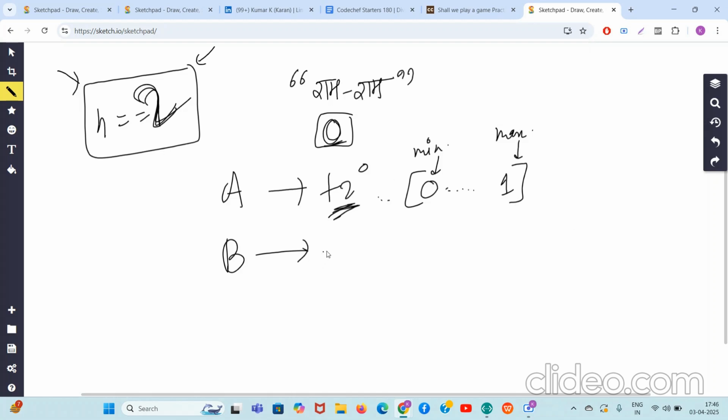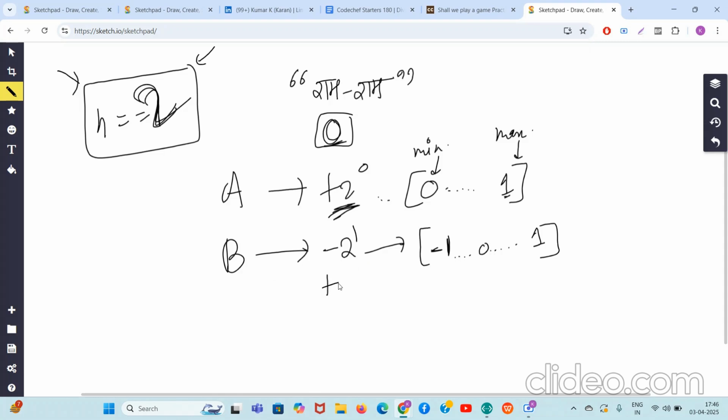If Bob does minus 2 raised to 1, what will happen? The current number is 1, right? So 1 minus 2 is what? 1 minus 2 is minus 1. So the range will be like this. Minus 1 came one time, then 0 came and 1 came. Okay. Because you did minus 2 raised to 1.